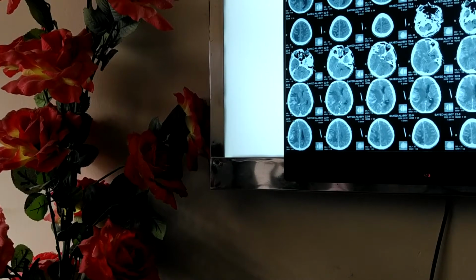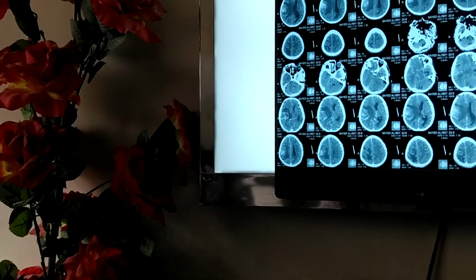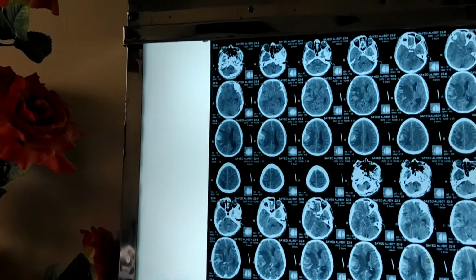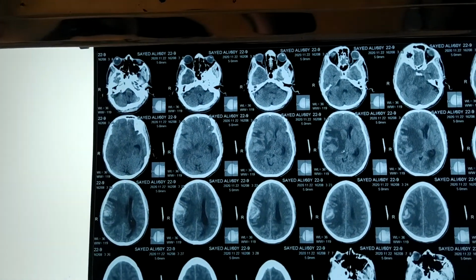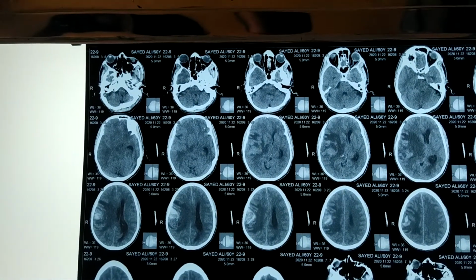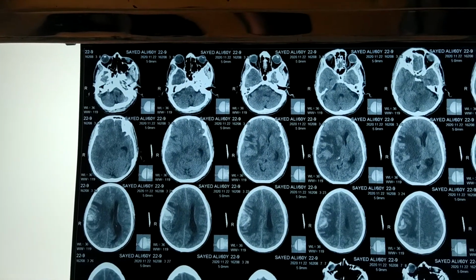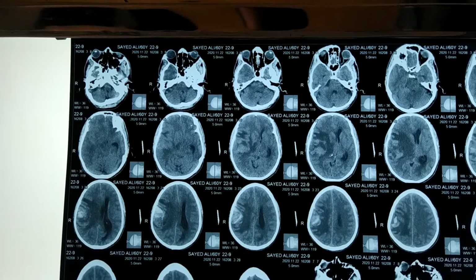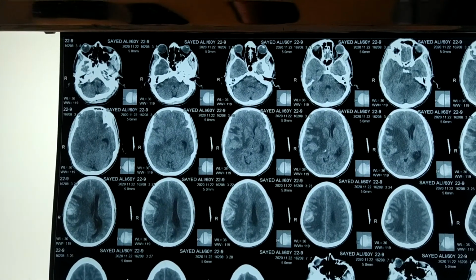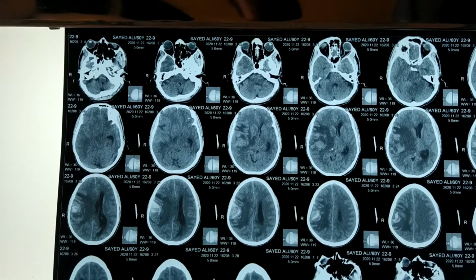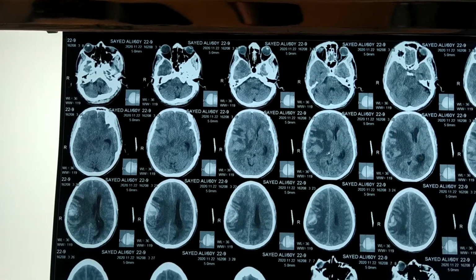Hello. Today the case is a CT scan of brain, and this is a CT scan of a 60 years male patient who has been suffering from headache, vomiting and weakness for more than 1 to 2 months. On admission he was advised with this CT scan.